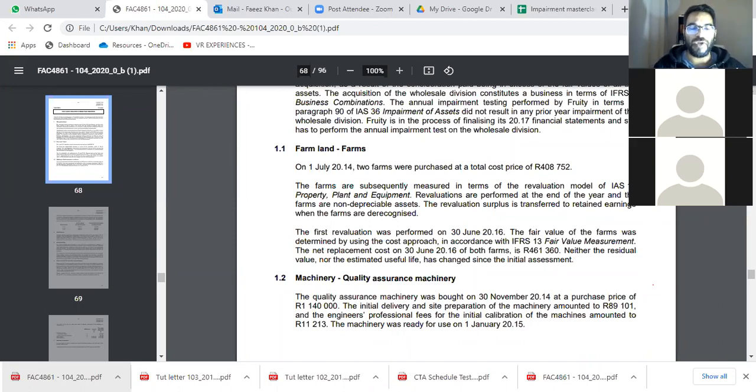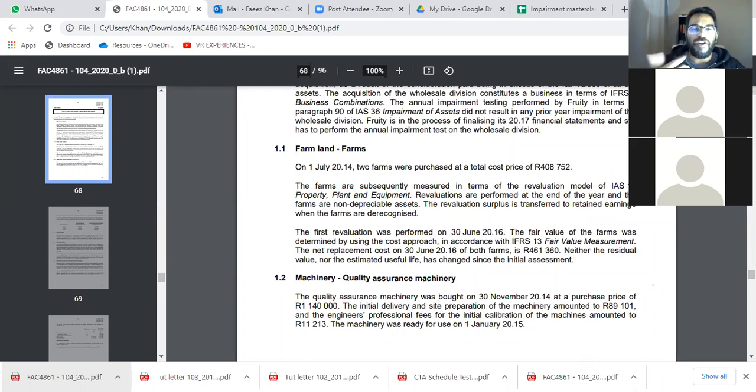So what's important to take note of is that our financial year end is 30th June 2017. The latest number they gave us was 30th June 2016. So you must assume the amount at 30th June 2016 is still the amount at 30th June 2017. Why? Because remember, the farms are non-depreciable, so there's no depreciation happening in the 2017 financial year.